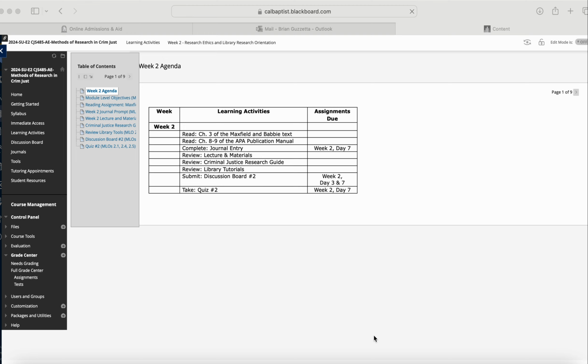We have a discussion board number 2. Once again, we see day 3 and day 7. Day 3 being when we want your first response, and then day 7 is the day that we need to have those 2 replies. And we'll go into more detail on that. And then quiz number 2.